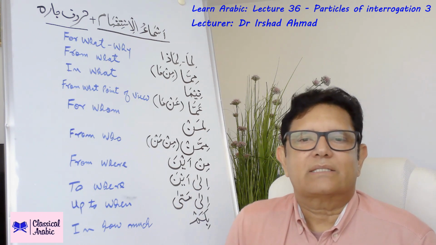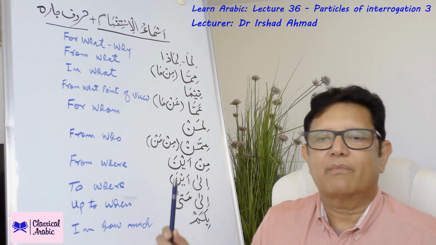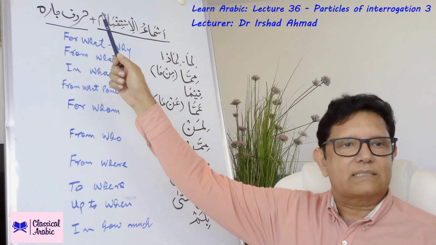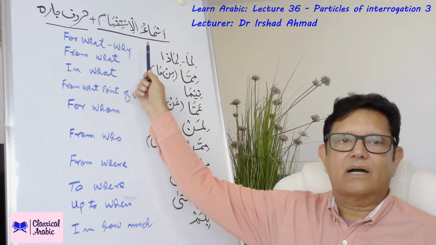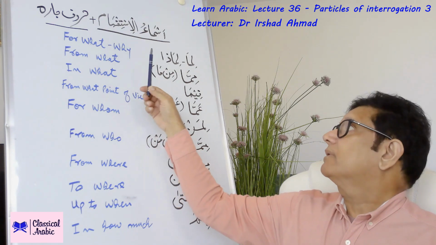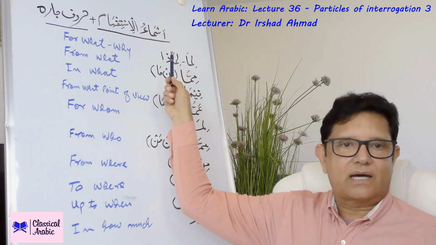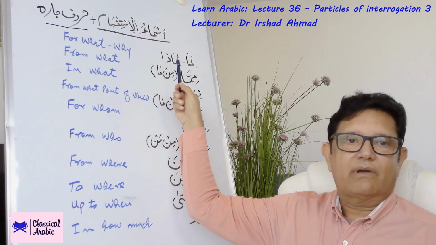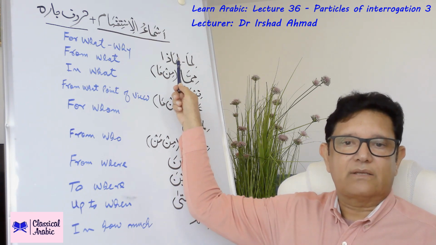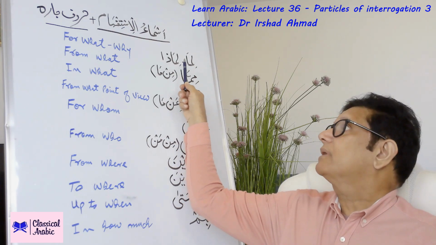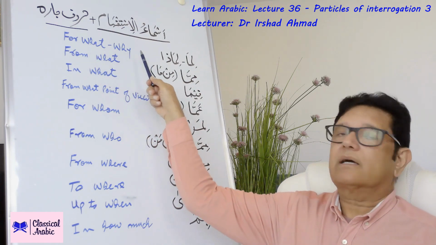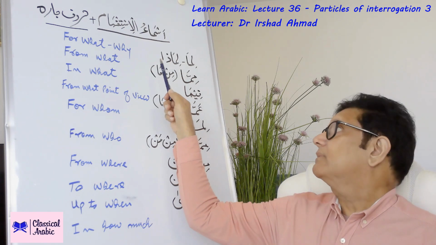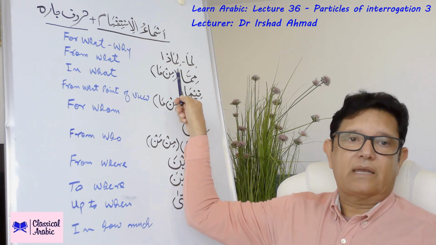Our today's topic is combining a small istifham with harufe jara, and that combination brings change in the meaning of a small istifham. For example, we know that ma and maza, we use these asma for saying what. And when we prefix these with the lamzir li, which is harf jar, the meaning becomes for what or why. Li ma, li maza. For what? Why?